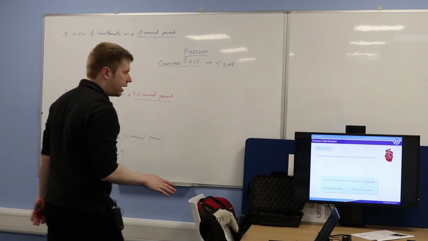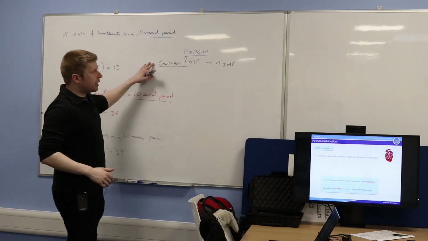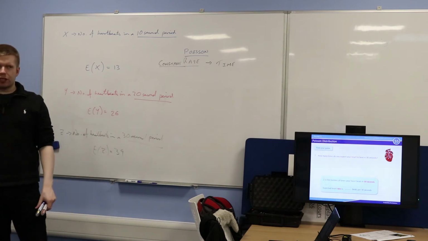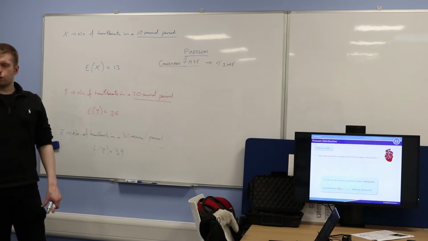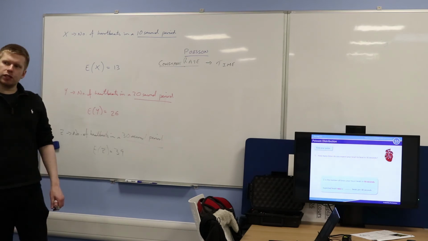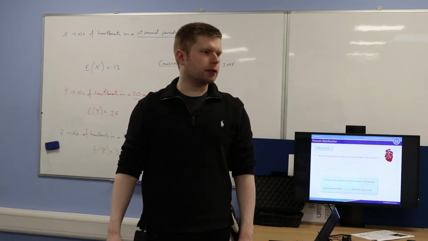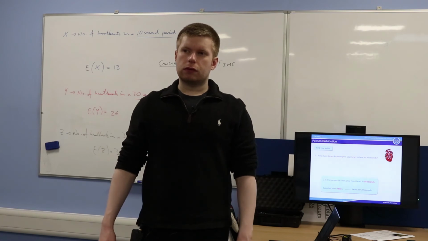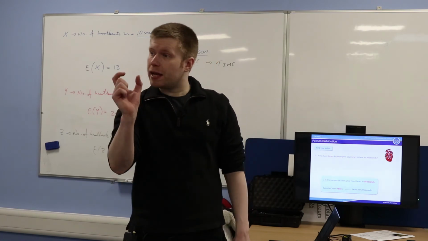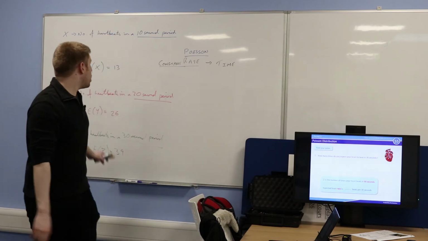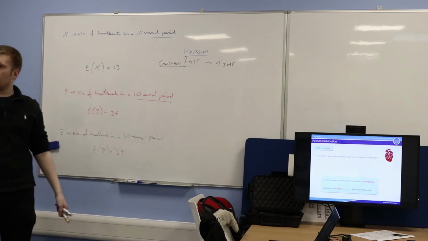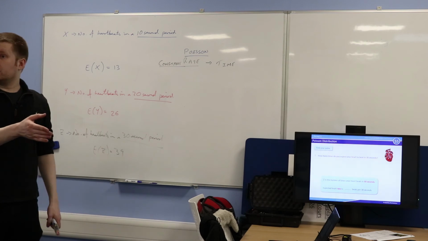So let's have a think. What do you think the parameters of a Poisson distribution are going to be? What do you reckon? So what's the only data which we needed in order to do our heartbeat? What's the only thing that we needed to collect? What's the only piece of information that we needed in order to work out the expectation of x? The rate.